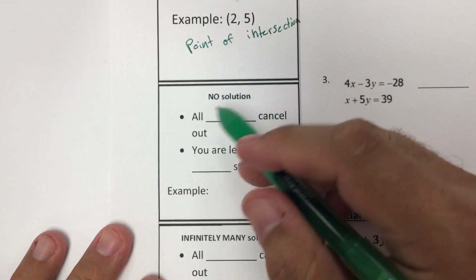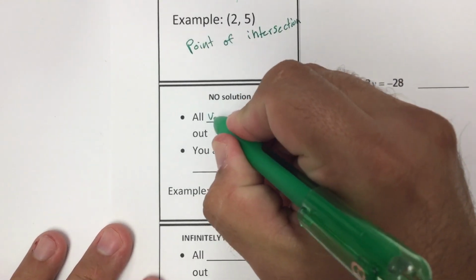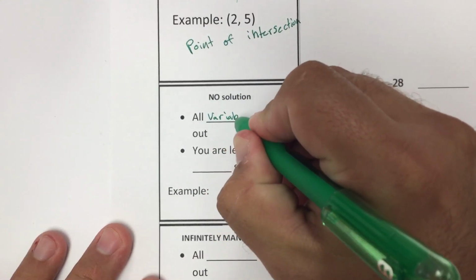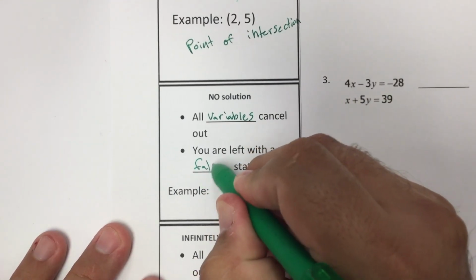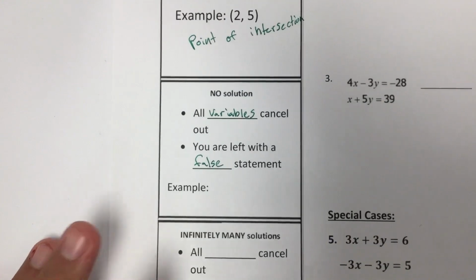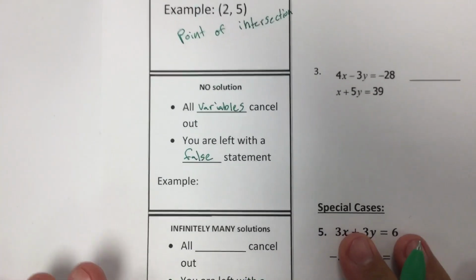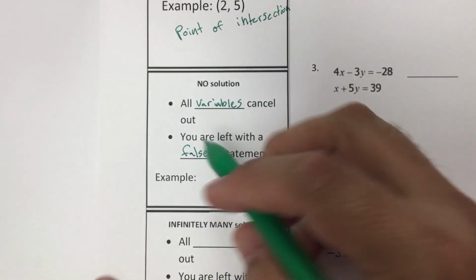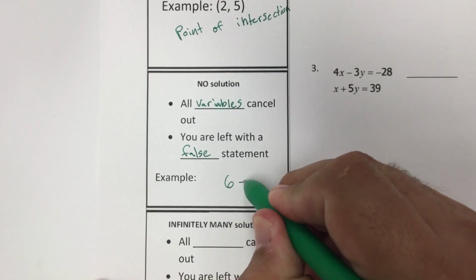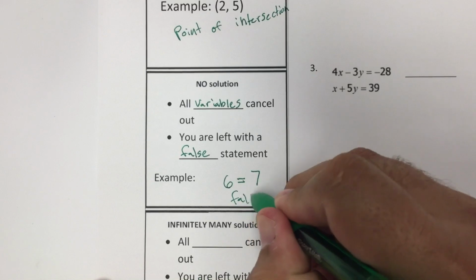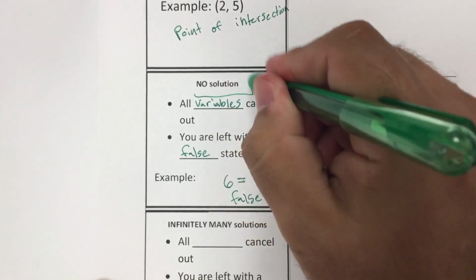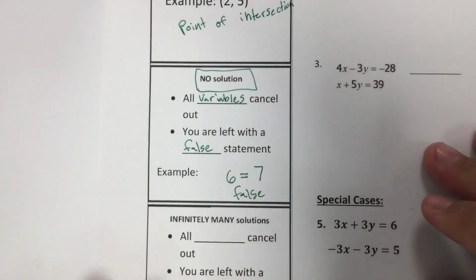Here you have the no solutions. This is when all of your variables cancel out and you're left with a false statement. So you're lining up your equations, you're setting them equal to each other, and all of a sudden your variables disappear and you get 6 equals 7, right? Well, obviously that's false. So since that's false, you have no solution. And this is after you set them up, okay?